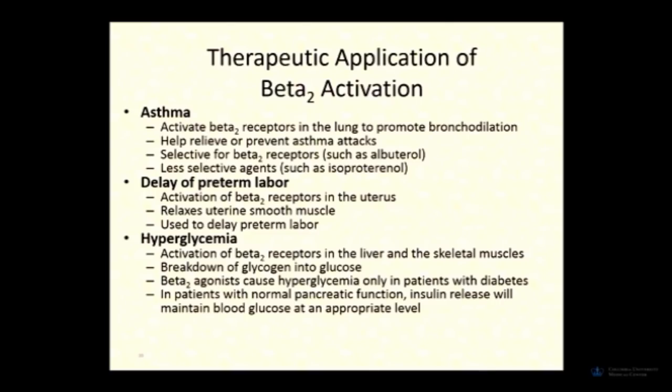Delay of preterm labor. Activation of beta-2 receptors in the uterus causes relaxation of that muscle. And so these drugs are very helpful in delaying preterm labor, to ensure that the fetus is not delivered too early. In patients with diabetes, and it's primarily only with patients who have diabetes, beta 2 drugs can cause hyperglycemia.